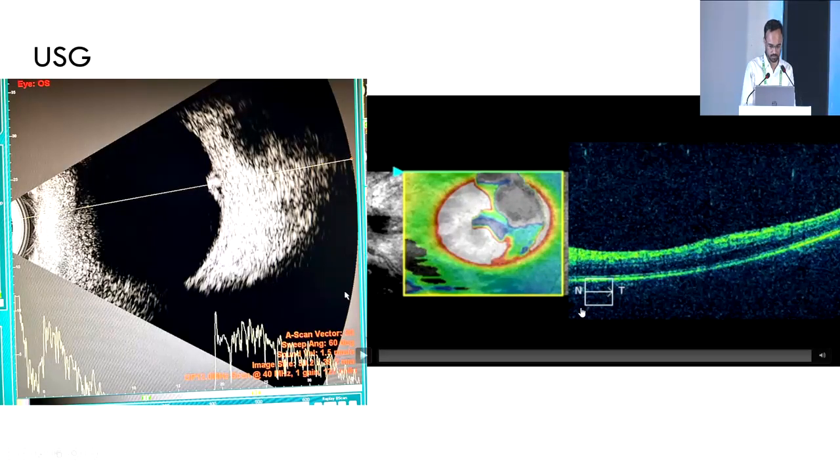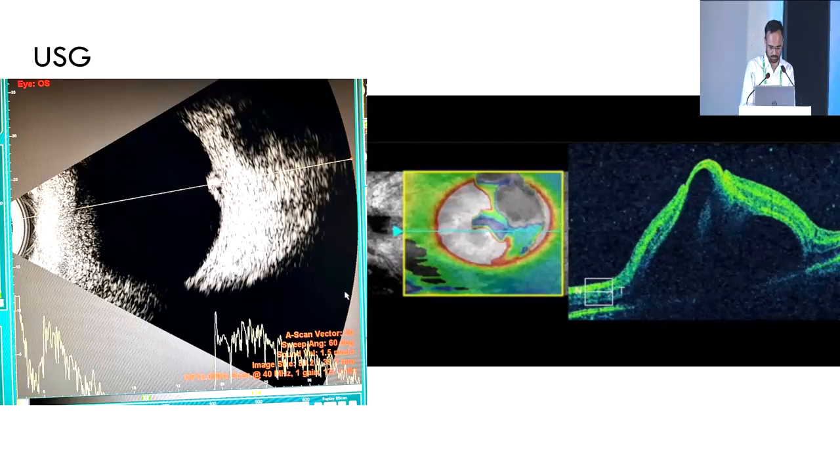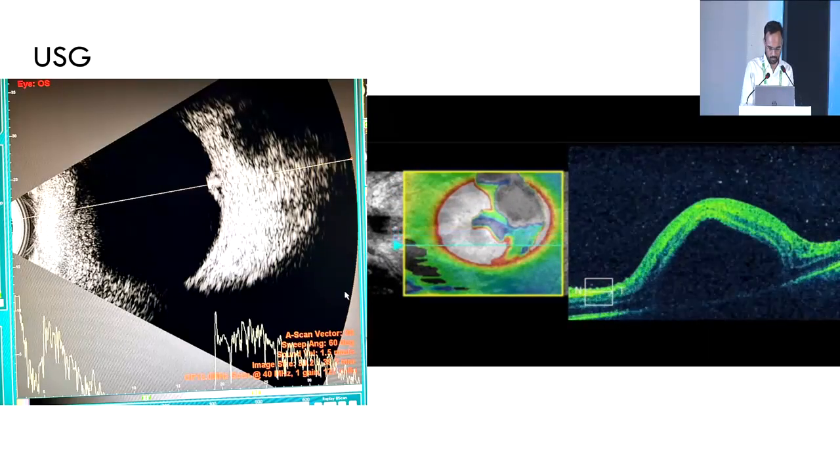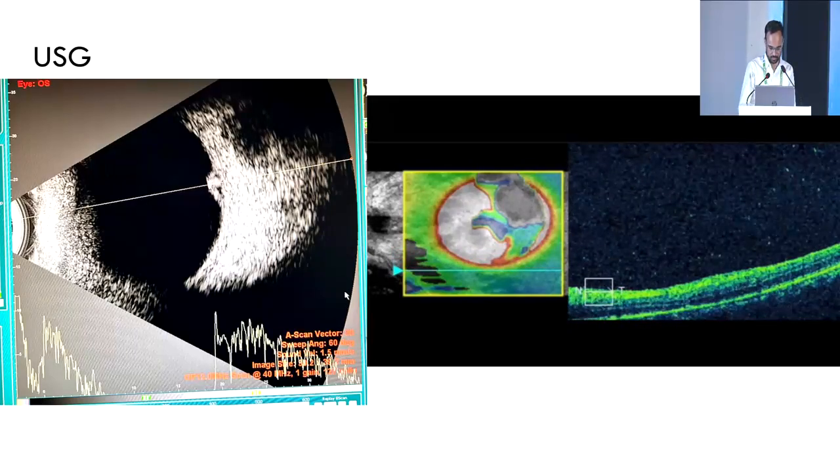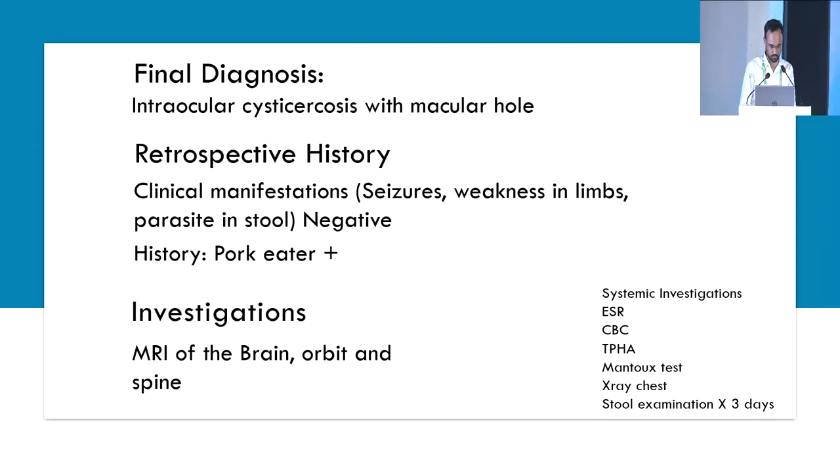The OCT showed a cystic lesion in the subretinal area with elevated neurosensory retina, a full thickness macular hole, and a hyperreflective area inside the cyst with back shadow. So we have a 15-year-old Indian male who had a sudden painless decrease in vision. His left eye vision was finger counting 2 meters, and the posterior segment revealed a submacular cystic lesion with macular hole.